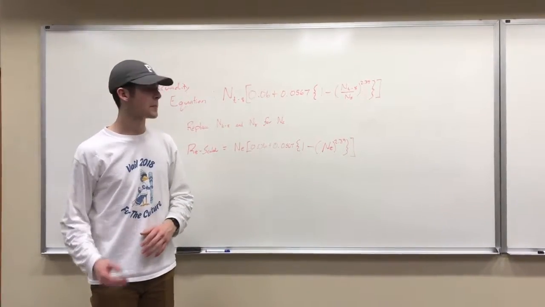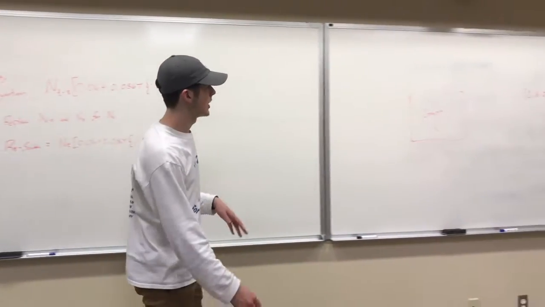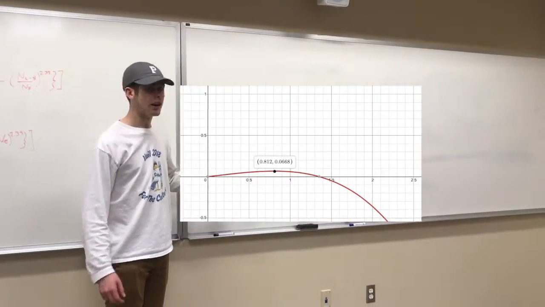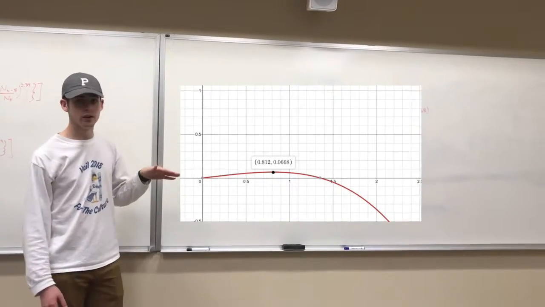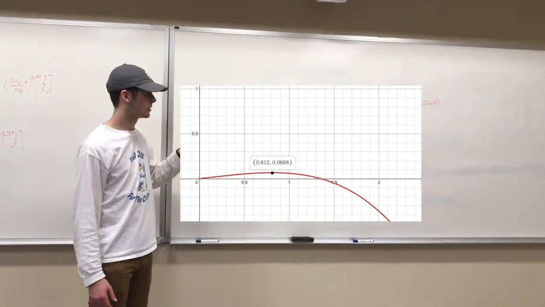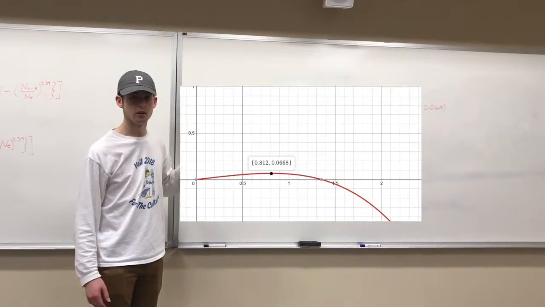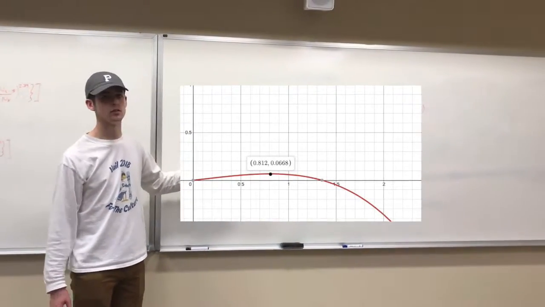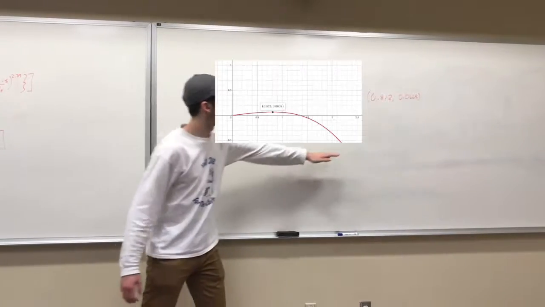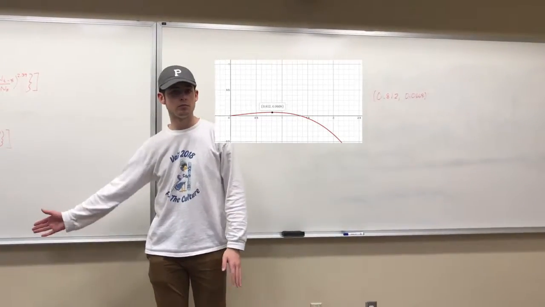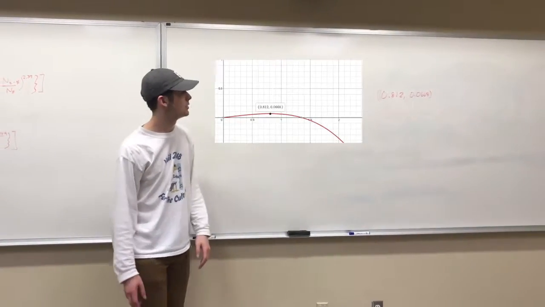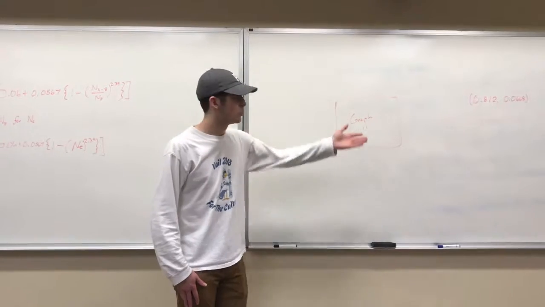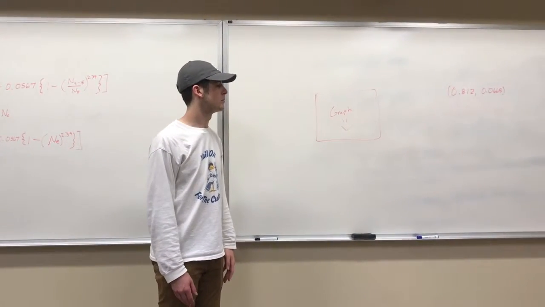For part B, if we go over here, we have our graph, and our graph shows a maximum point. This is where the derivative is 0 and the tangent line is horizontal. At this point we got what our equation said: 0.812 and 0.0668, and we solved that by setting the derivative equal to 0.